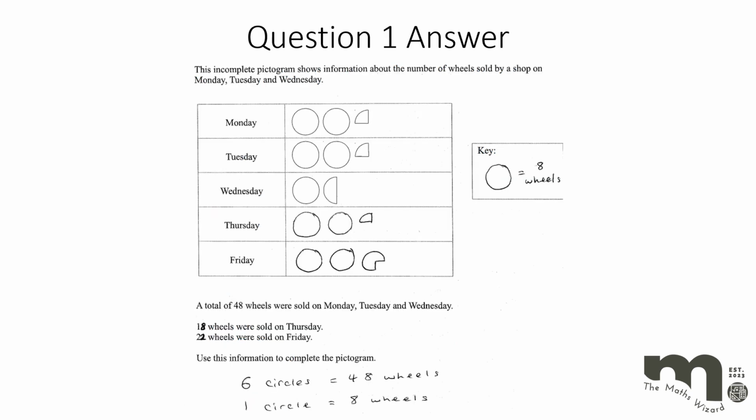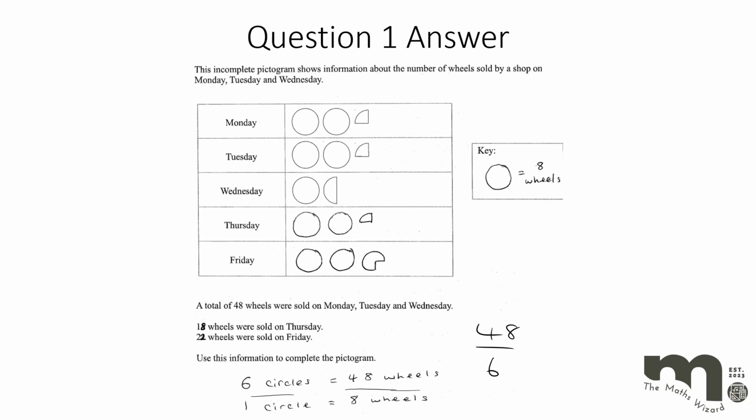Okay, and here is your fully correct solution to this. In terms of working this out, you can see down here it says 6 circles equals 48 wheels. If you add together all of the circles that you have for Monday, Tuesday and Wednesday, you can see you've got 5 full circles there. You've got your half circle on a Wednesday and then those 2 quarters on Monday and Tuesday. So what that tells you is that 6 circles is 48 wheels. If you then do 48 divided by 6, that will tell you that one of the circles is worth 8 wheels, and you can then use that to do Thursday and Friday.